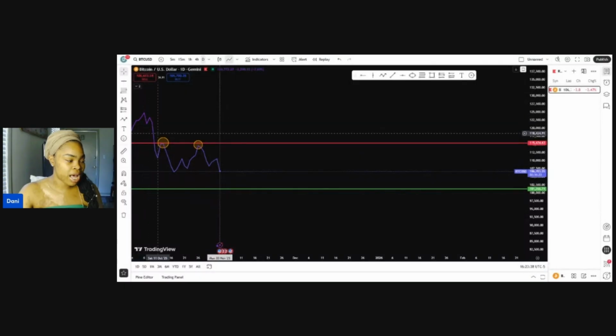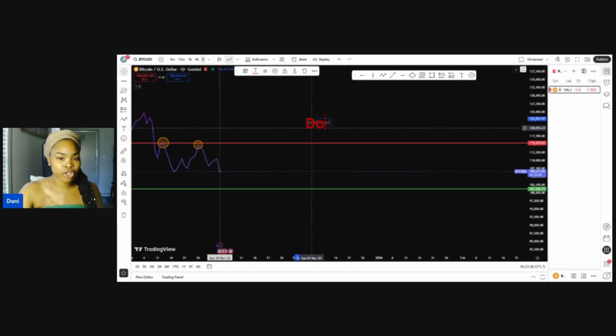This is a high, but this is a lower high, and this is also a lower high. All right, so in this activity, what I want you to do is label the trend. Is the trend going up or is it going down? It's going down. So you're going to press your text toolbox, and you're going to add your text and type in with your keyboard.